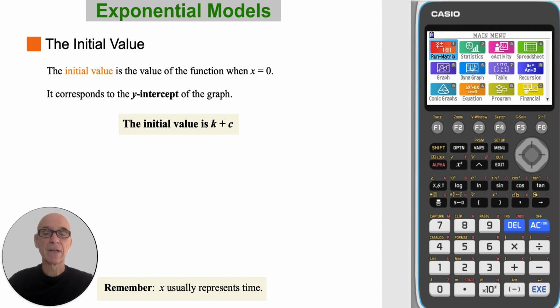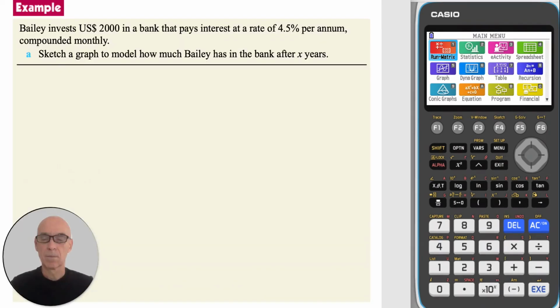The initial value is the value of the function when x is equal to 0. It corresponds to the y-intercept of the graph. So the initial value is equal to k plus c. Note that x usually represents time.